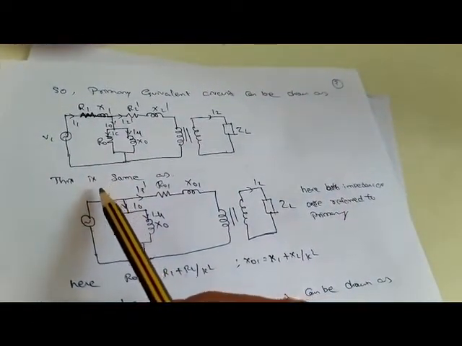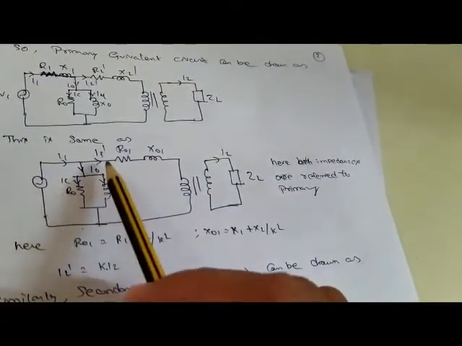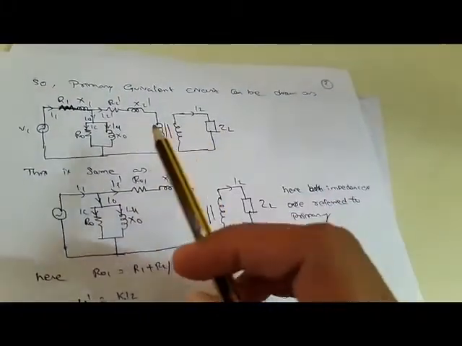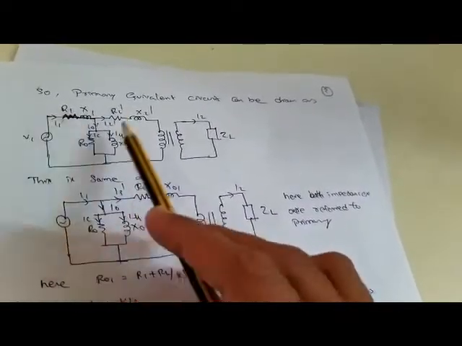So this is the same as I1, I0 and I2 dash, R01, X01. We can shift this core component to this side here. Okay, we can shift this core component.